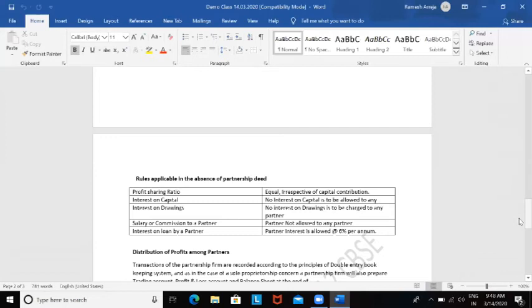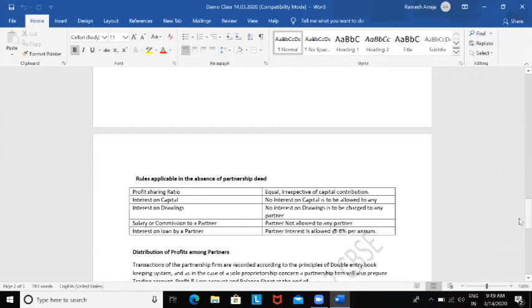Second rule, interest on capital. No interest on capital is to be allowed to any partner if the partnership deed is not present. If it is present, obviously it will be mentioned in it what rate of interest we have to pay on capital to partners. Next, interest on drawings. No interest on drawings is to be charged to any partner. If a partner has withdrawn something, no interest on drawings is to be charged if the partnership deed is not present. If the partnership deed is present, again, it will be mentioned in it how much interest to be charged.